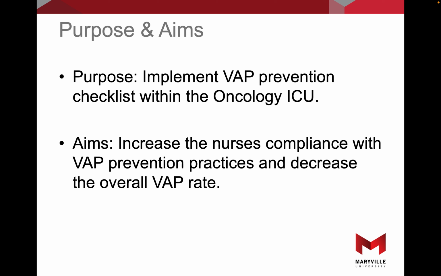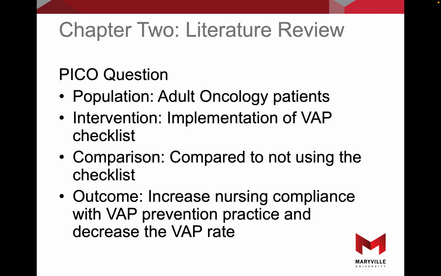The first aim was to promote the use and increase the compliance of VAP prevention practices for the nursing staff. The second aim was to decrease the overall VAP rate of the oncology ICU. The overall goal of this scholarly project was to improve patient outcomes within the oncology ICU. Chapter 2, Literature Review.